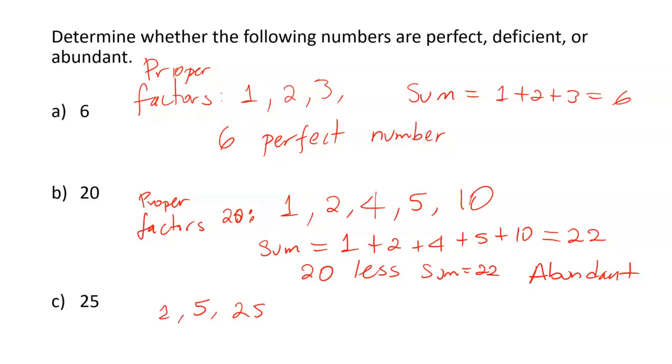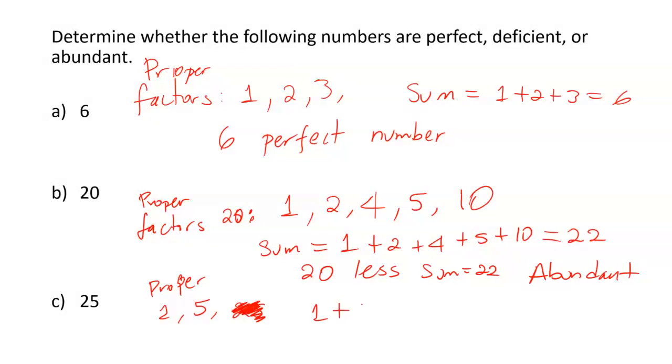So this is only divisible by 1 and by 5. We could probably check this because 5 times 5 is 25. So it only has like 2 factors. But you don't repeat the 5. You just write it once. And 25 itself is not a proper factor because it's the whole number. So the only proper factors are 1 and 5.